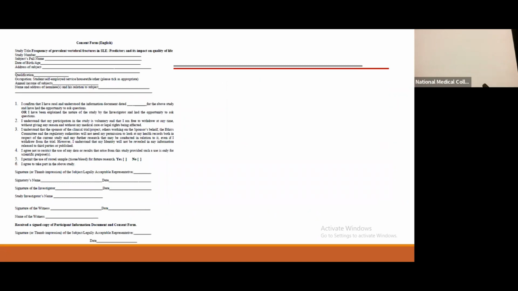And this is our consent form. So if you're going to store the samples, the person has to mark yes. Don't mark it yourself. Let the patient mark it. And you see here, the last part.